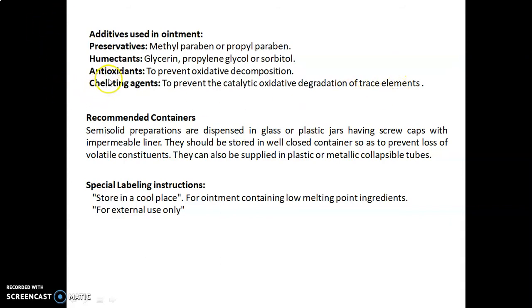Examples of antioxidants are BHA, butylated hydroxyanisole, or butylated hydroxytoluene, BHT. In the case of chelating agents, the best example is EDTA, ethylenediaminetetraacetic acid, which is the best example of a chelating agent, also known as a sequestering agent.